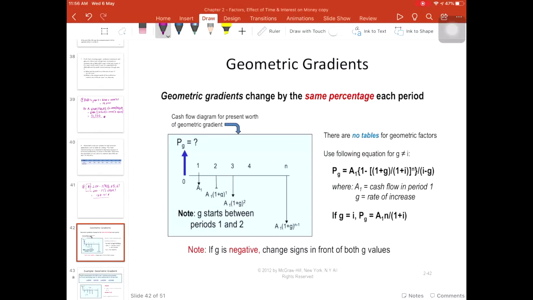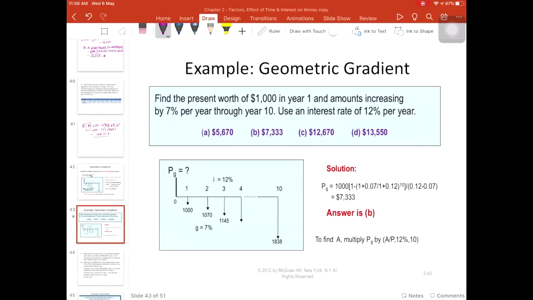Okay, understand? So example: find the present worth of 1,000 ringgit in year 1, and the amount is increasing by 7% per year through year 10. Use an interest rate of 12% per year. Firstly, you have to draw the cash flow diagram. So increasing by 7%, you have to calculate: 1,000, 1,070 ringgit, 1,145, and so on until year 10. So in the solution, you just put it in the formula. The answer you will get is 7,333.